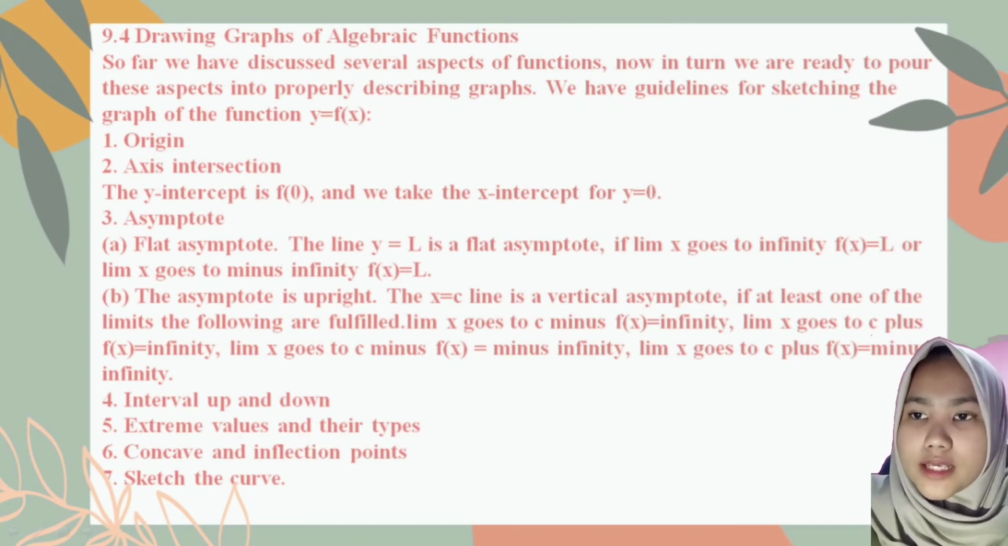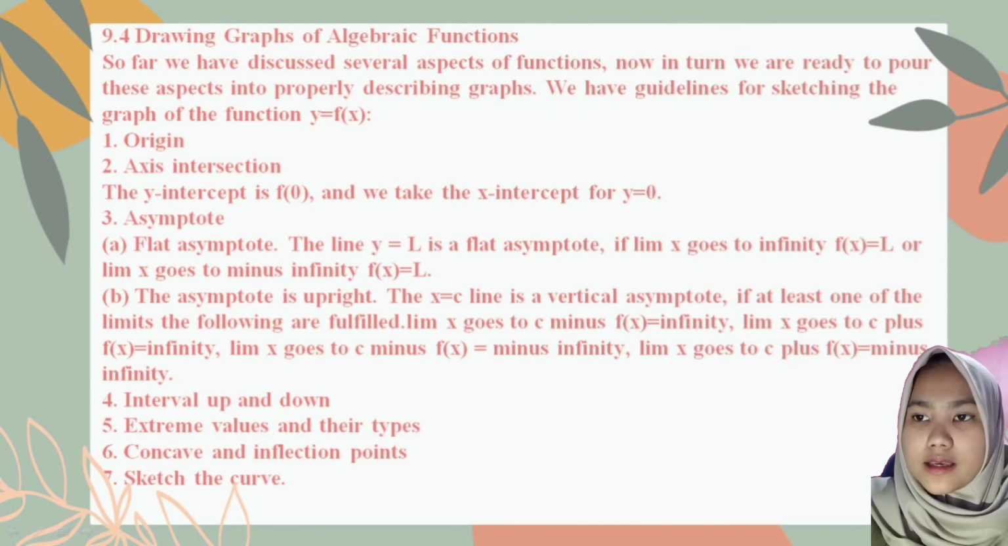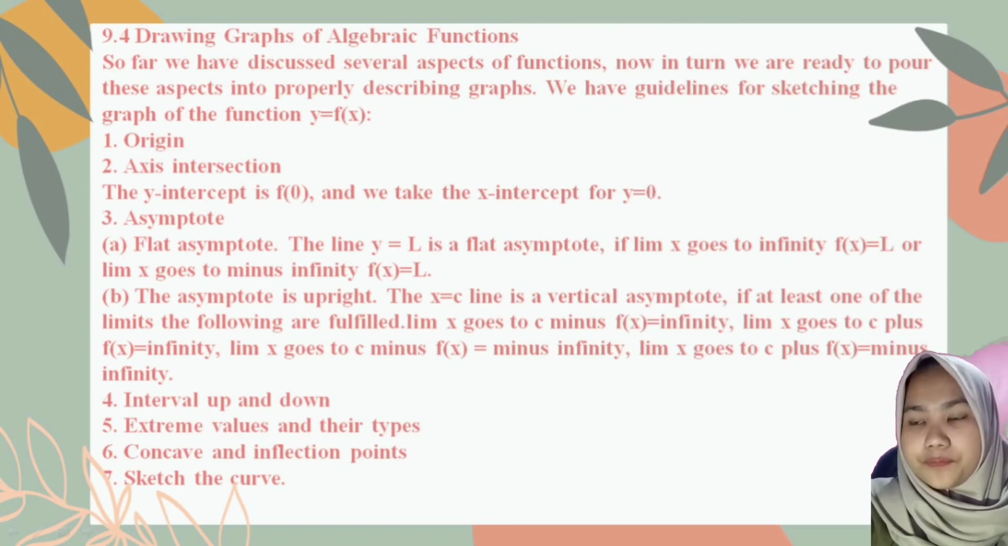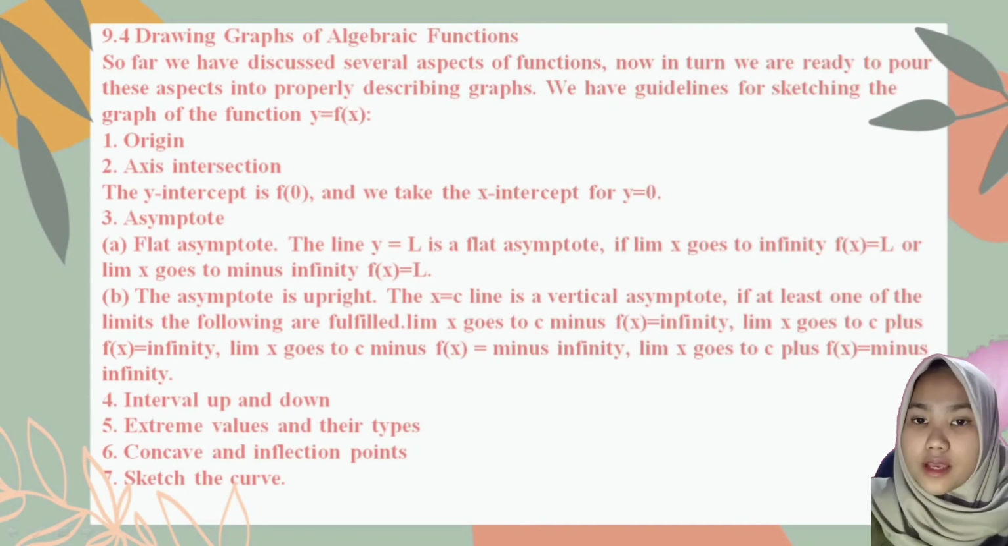B. Vertical asymptote. The line x is equal to c is a vertical asymptote if at least one of the following limits is fulfilled: the limit as x goes to c from the left of f(x) is equal to infinity, the limit as x goes to c from the right of f(x) is equal to infinity, the limit as x goes to c from the left of f(x) is equal to minus infinity, the limit as x goes to c from the right of f(x) is equal to minus infinity.